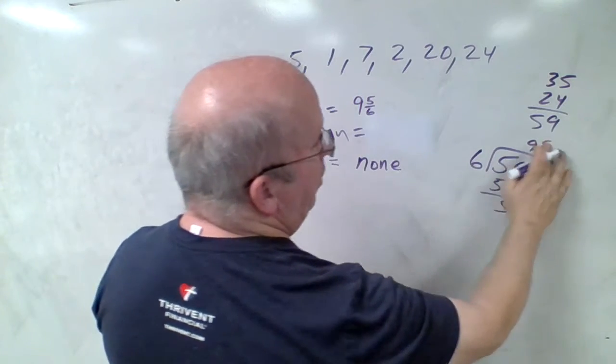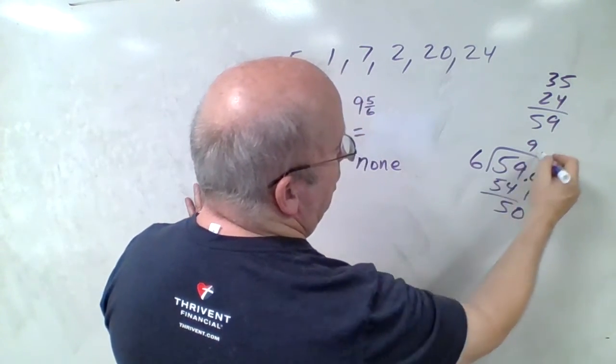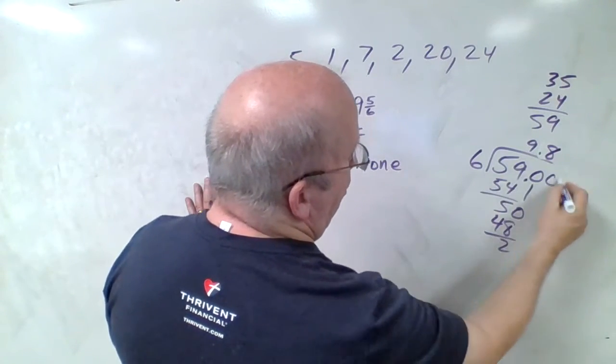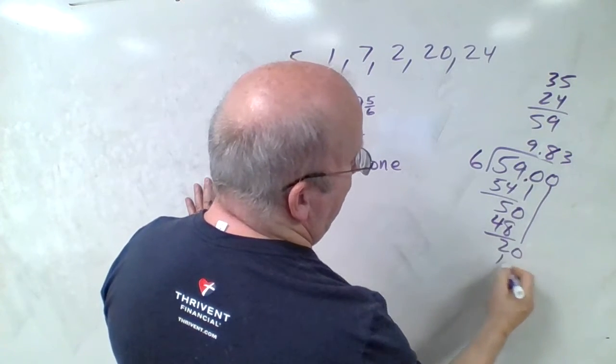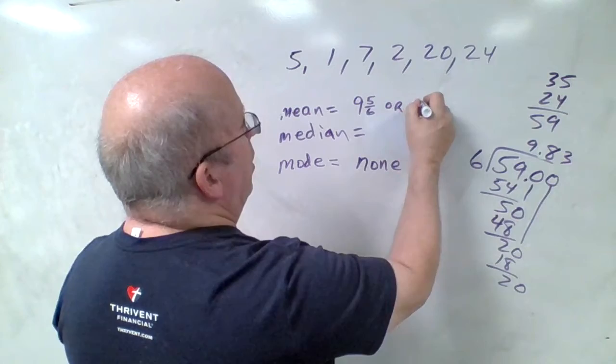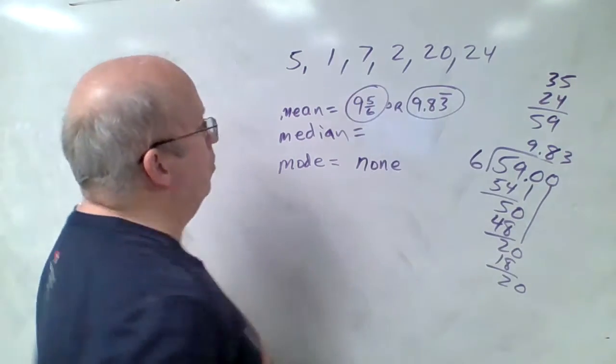Or if I want to figure it out as a decimal number, I'm going to bring down a 0. Let's see, that goes into that 8 times. It goes into that 3 times. Oh, looks like it's going to repeat. Or 9.83 repeating. Either one of those would work.